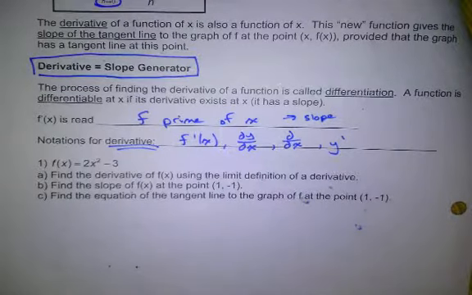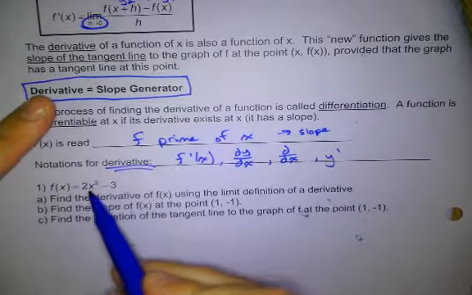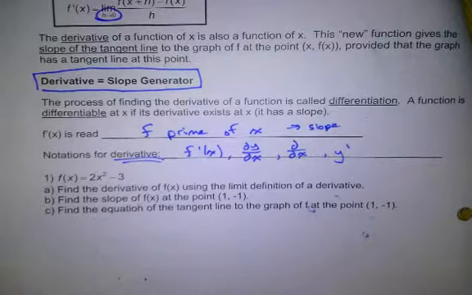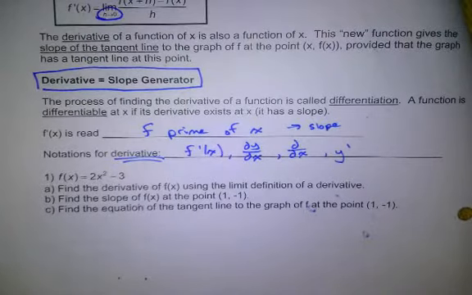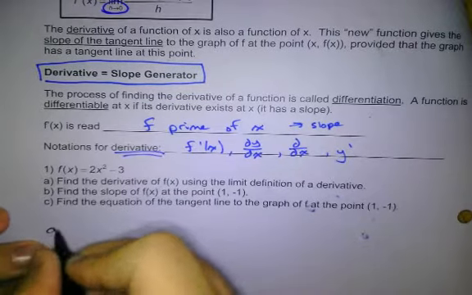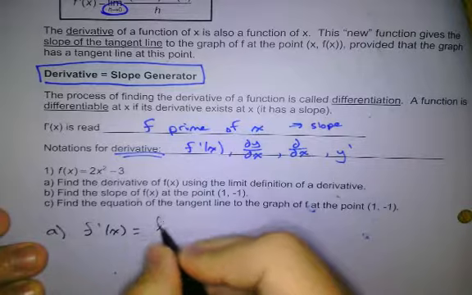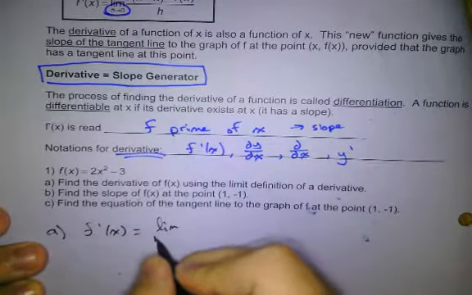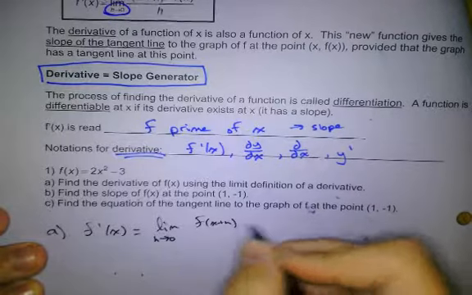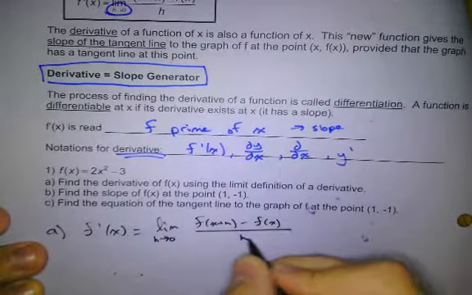Okay? So let's take a look at this first example right here. Let's find the derivative using the limit definition of 2x squared minus 3. Okay? And then we'll kind of go from there. So let's do part A. So f prime of x is equal to the limit as h approaches 0 of f of x plus h minus f of x all over h.